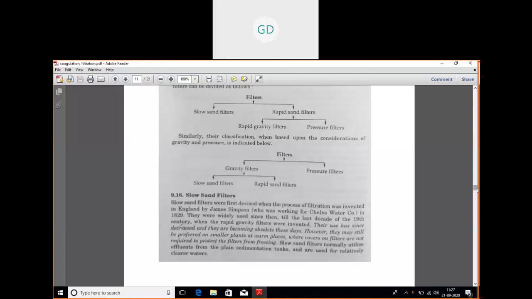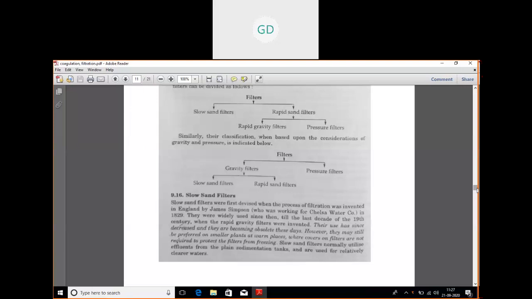And slow sand filter, obviously it has a slow rate of filtration, so it can be used for large industries or large treatment plants. But nowadays it has become obsolete, though some very small treatment plants use slow sand filters, those who have space. They are very slow, but since they have a very small treatment plant, they can use slow sand filters nowadays also.